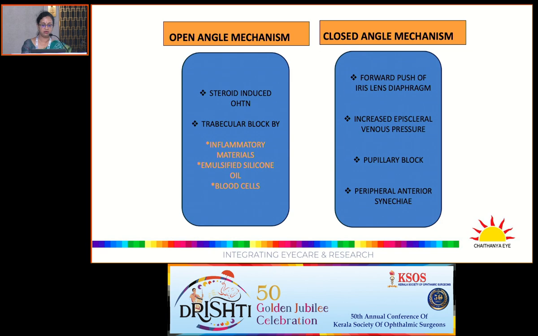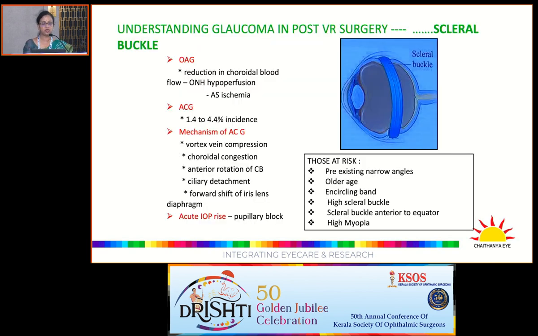chronic inflammation. Open angle, again, could be because of steroid-induced or trabecular block, post-vitrectomy by the blood cells and inflammatory materials, and the closed because of forward push of the iris lens diaphragm and peripheral anterior synechiae or a pupillary block. So coming to buckle, buckle alters the total geometry of the eye, and so obviously the angle is distorted. And who are at risk?